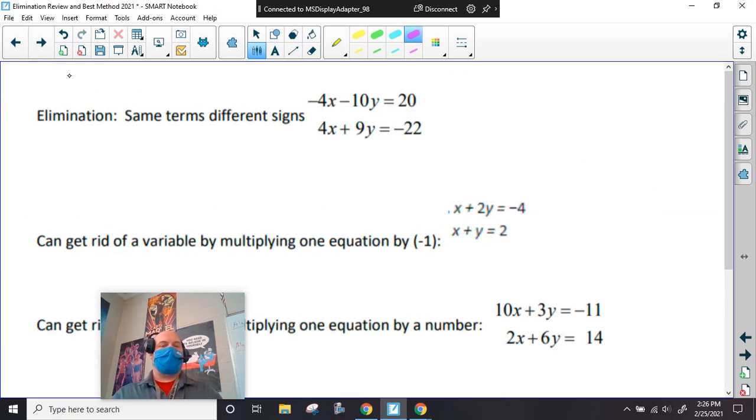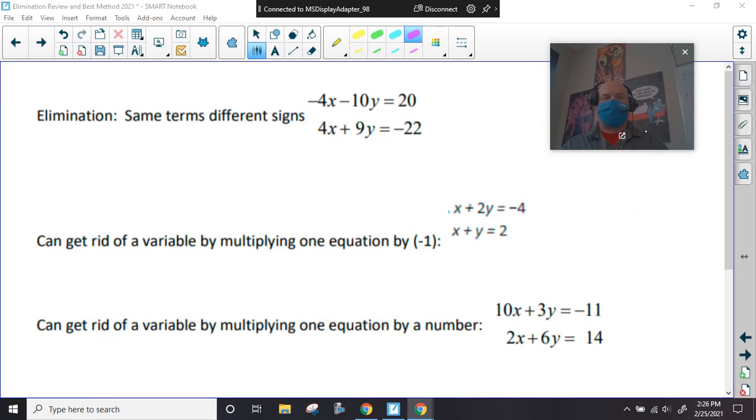Now, elimination. This was the thorn in our sides the other day. If we have the same term, different signs, that's our favorite one. It's super easy, nice and clean, gets rid of everything, and we're good to go.